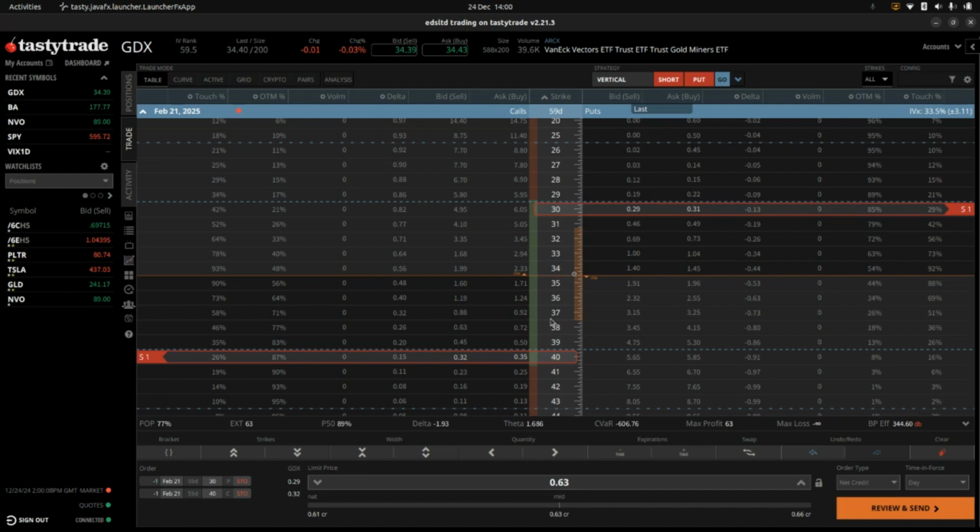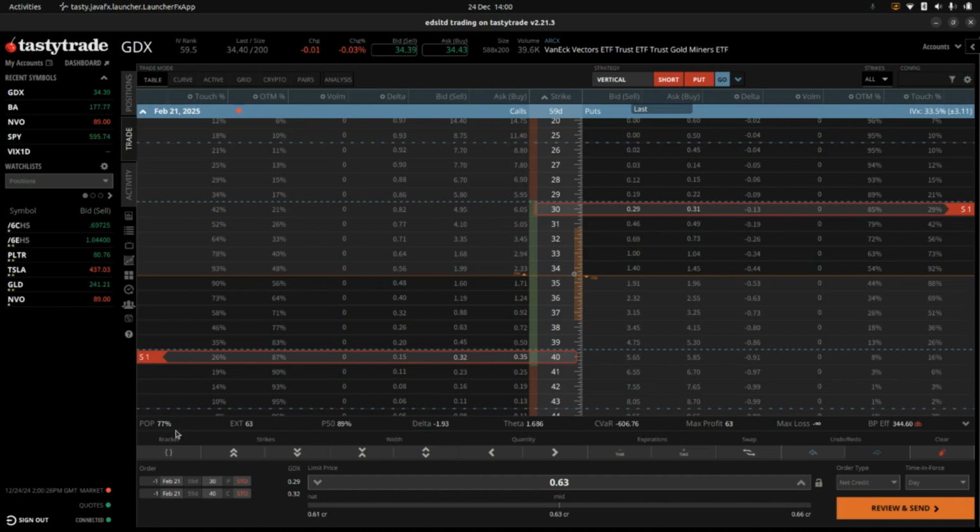And as long as GDX stays inside this range at expiration, which is in 59 days' time, we will keep 100% of the premium that we collect up front. Now, what is the chance of price staying inside this range? Well, there's a pop, which is probability of profit, of 77%.